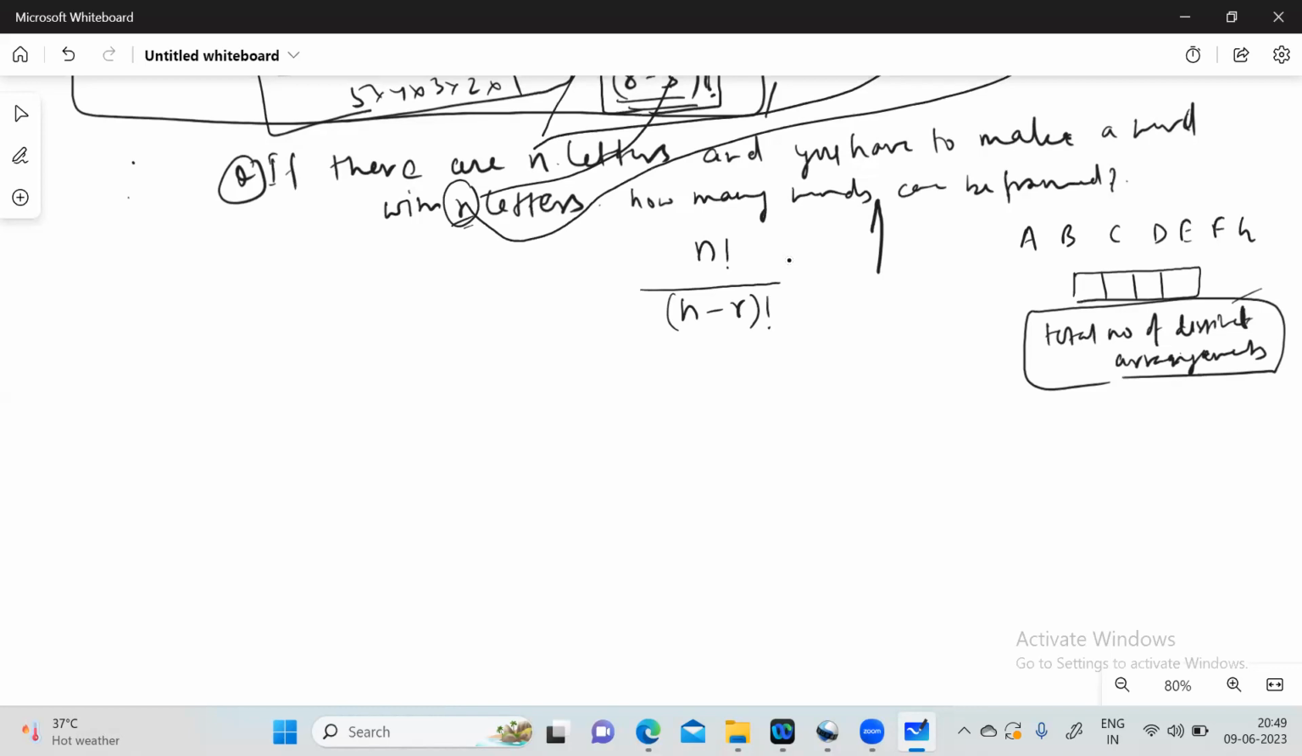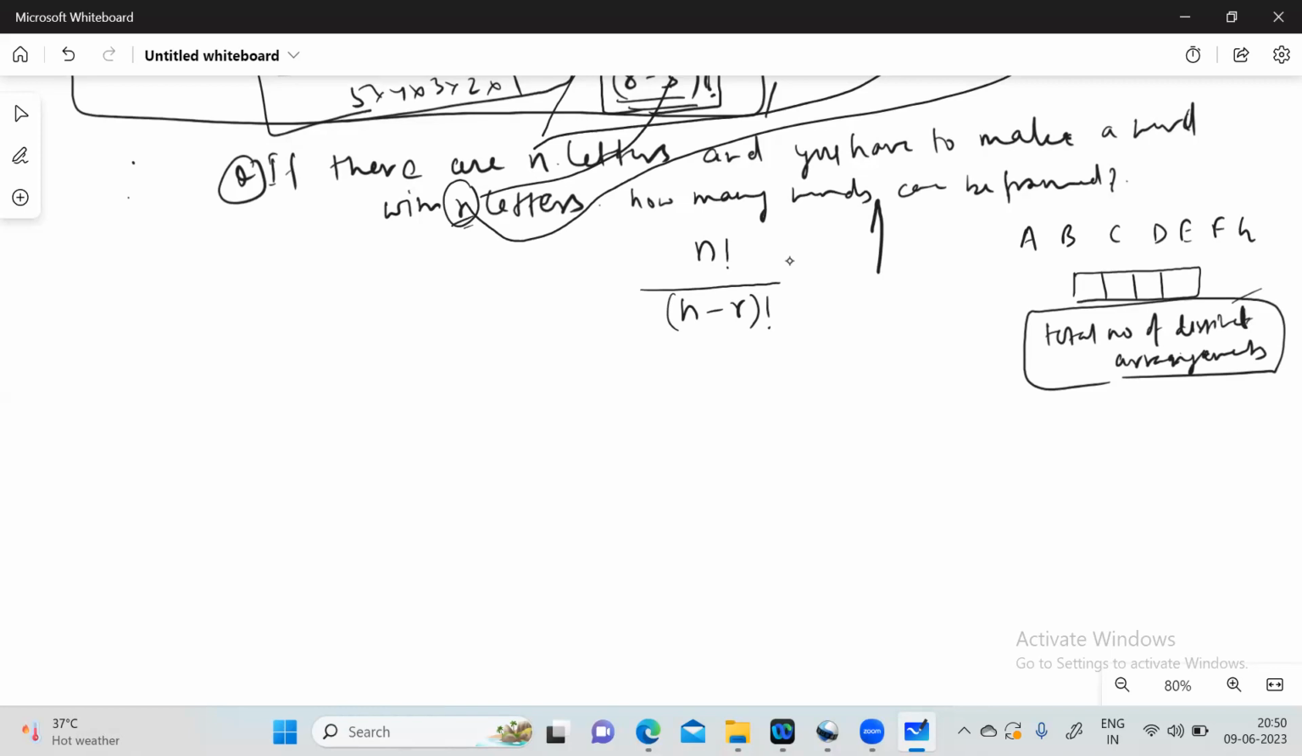Yes, sir. The words we are making are just arrangements. Tell me quickly, everyone. Prakriti, Jagriti, Ruba, are you getting my point? Yes, sir. The total number of words is nothing but the total number of arrangements which are possible with these 7 letters, taking 4 at a time.